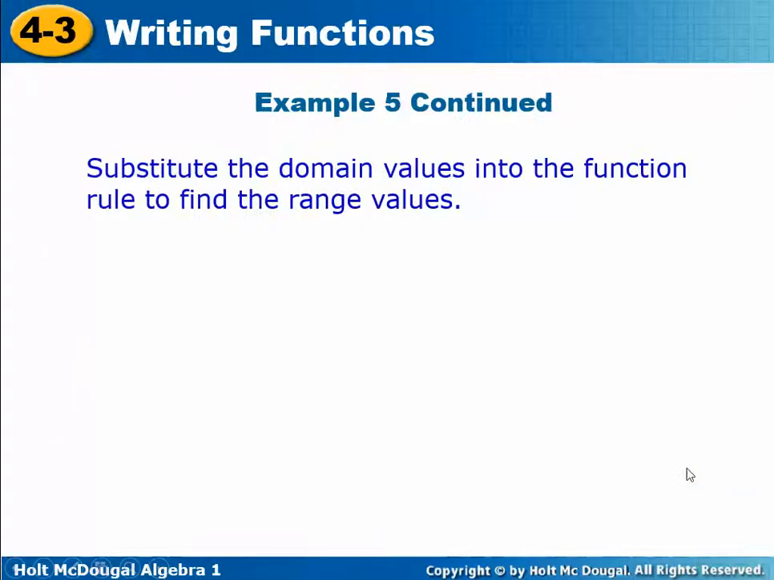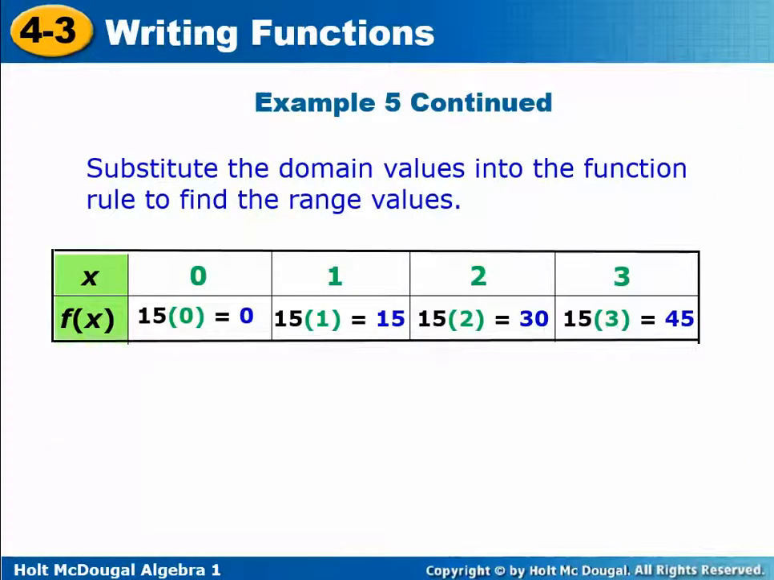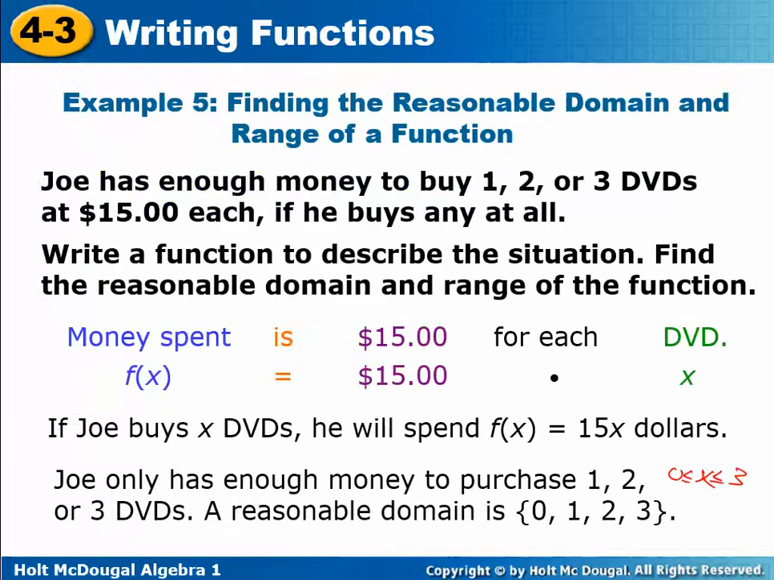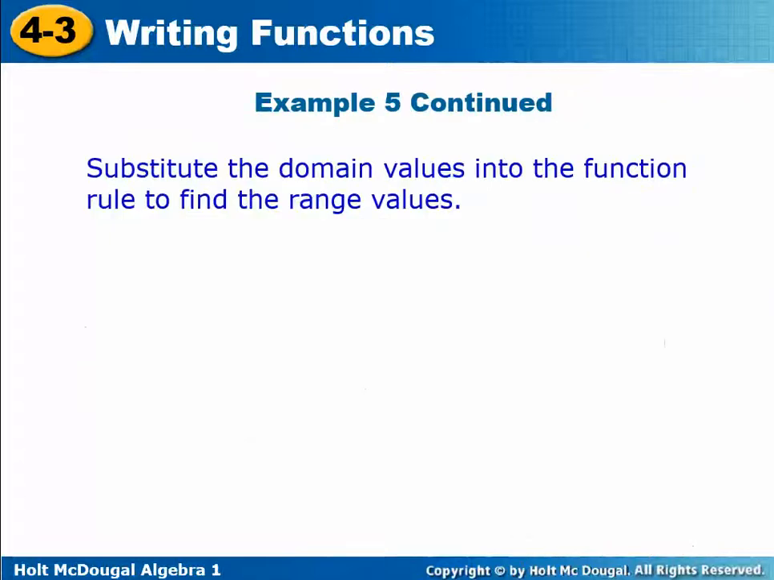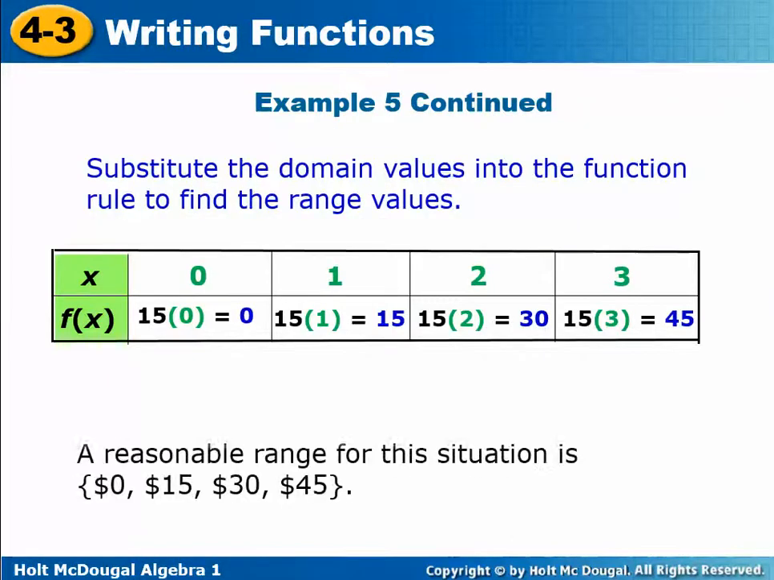A range, a reasonable range, would be, well, what do you get if you have these different domain values? If you put 0 into my function, I'd have 15 times 0. So I would get 0. If I put 1 in, I would get 15. If I put 2 in, I would get 30. If I put 3 in, I would get 45. Those are the only values you could have for your range, between 0 and 45, and it's going to be specific numbers because the domain was specific numbers. So it's like a discrete function.